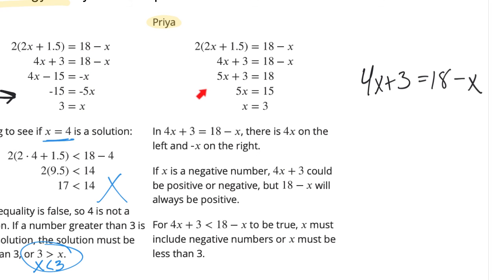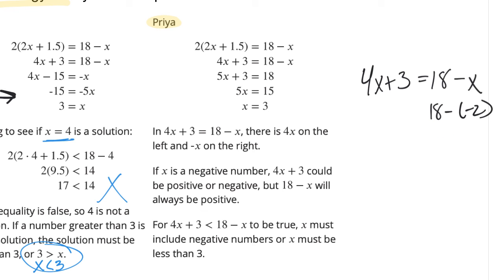Priya solved this problem very differently. She really reasoned through it. She first solved it like an equation and got x equals 3, and again, that's her boundary. Now here's her reasoning. She saw that there was 4x on the left and a negative x on the right. Now if x is negative, meaning something less than 3 on your number line, this side could be positive or negative, but this side, if x is negative, has to be positive, and that's because, let's say for example, x was negative 2. Whenever you subtract that negative, it's just going to be like adding. So this side, if x is negative, is always going to be a positive value.